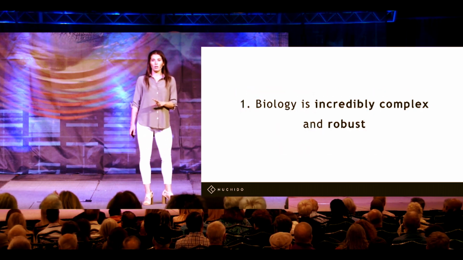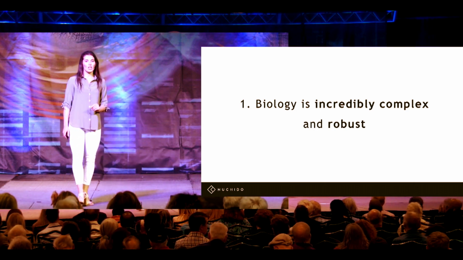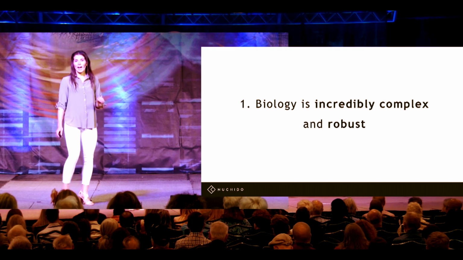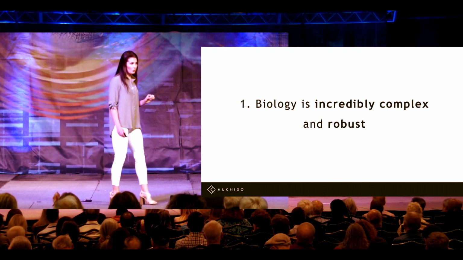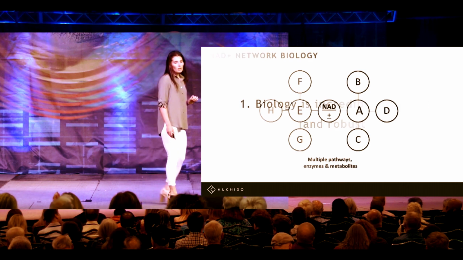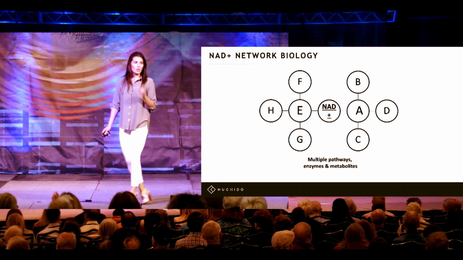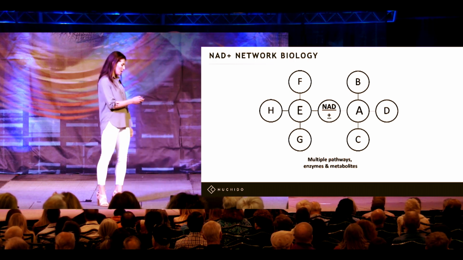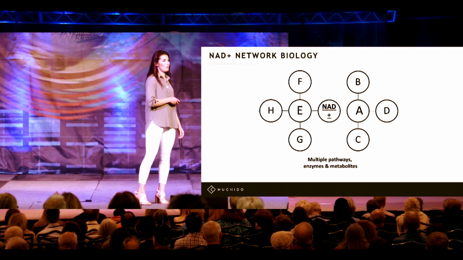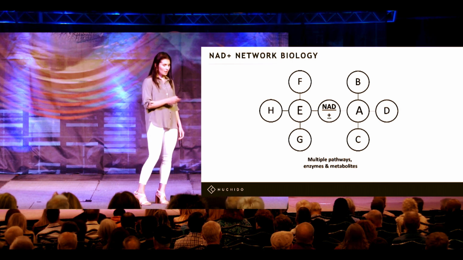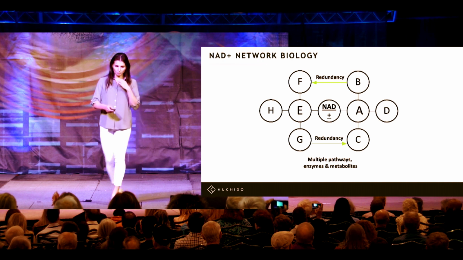So the first principle that I want you all to remember, and I'm sure you won't disagree with it, is that biology is incredibly complex and it's incredibly robust. It is designed to last, okay? Now, NAD biology is no exception to this. So just to make one molecule of NAD, you've got multiple enzymes, you've got multiple pathways, you've got multiple metabolites. And to top this off, many of them show redundancy, okay?